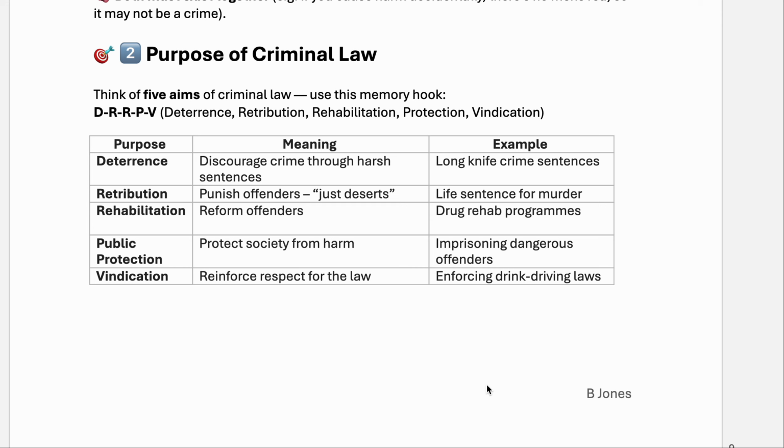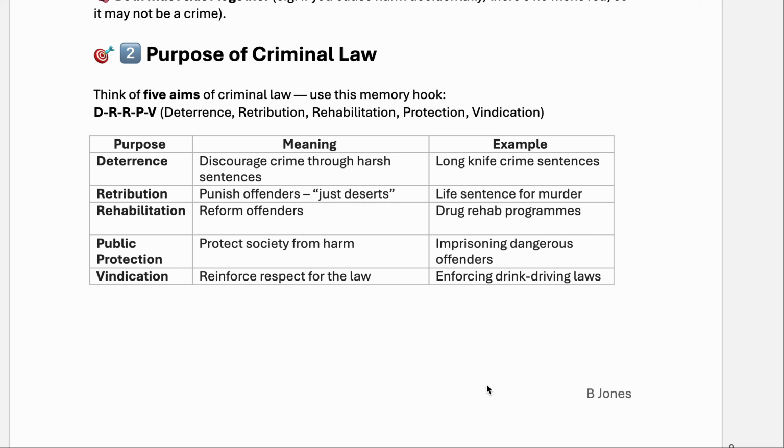Next, we have rehabilitation. So the law isn't just about punishments. There should be a bit of a softer side too. And this is where rehabilitation focuses on helping offenders get back on track, perhaps through community service, education, therapy, because everyone does deserve a second chance.